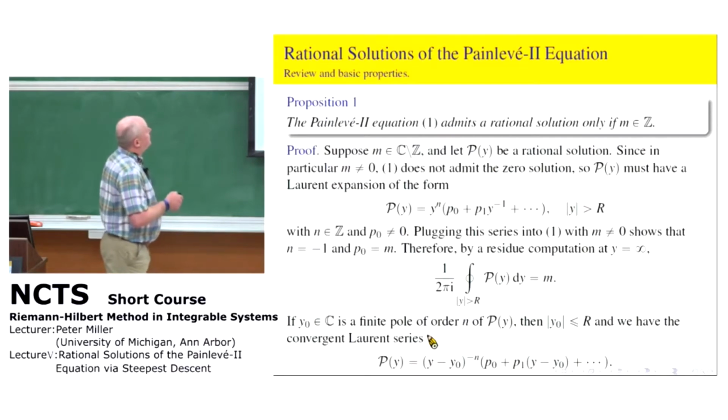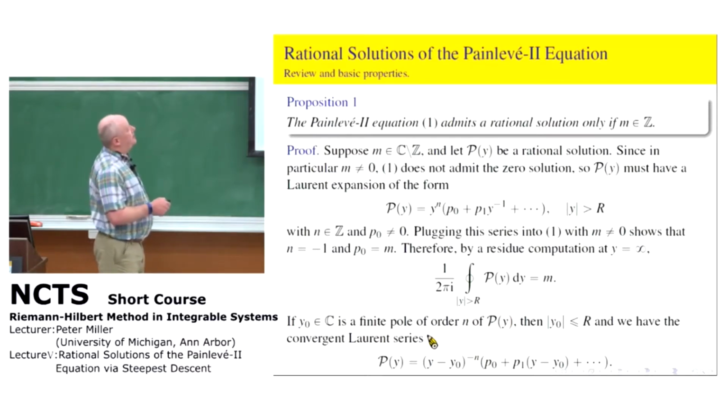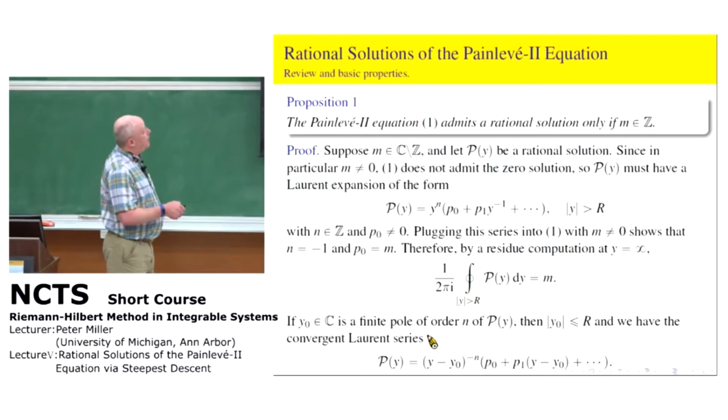So the first one, the Painlevé-II equation admits a rational solution only if m is an integer. So we suppose to the contrary, m is not an integer, and suppose that p is still a rational solution of the differential equation. So in particular, m can't be 0, and so that means that the differential equation does not admit the 0 solution, and that means that the solution p of y being a rational function, it's got to have a Laurent expansion for large y that looks like this, okay, some integer power on the y variable, and this p0 is not equal to 0. So it's got some expansion of that form near y equals infinity.